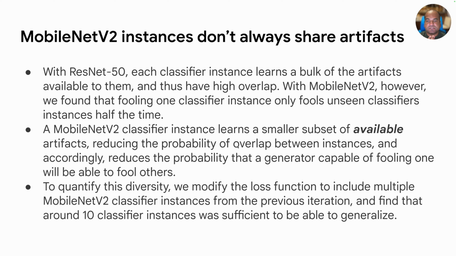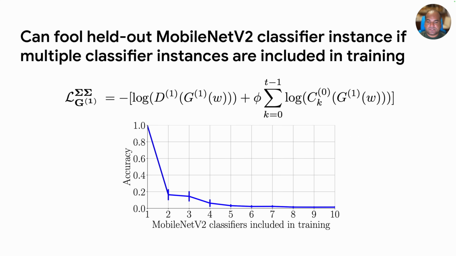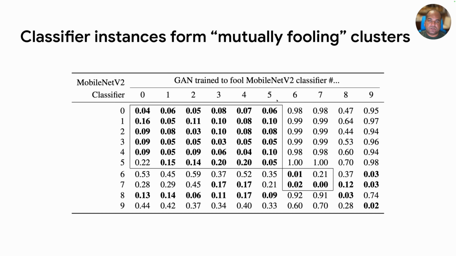So to increase this probability of overlap, if we fool multiple MobileNet instances, we are able to fool held out MobileNet instances, which is what we see in this graph. As we include more MobileNet classifier instances, we are able to fool held out instances. After 5 instances, we are able to fool. This requires a small modification to the loss to include multiple MobileNet instances. We dig a bit further and we find mutually fooling clusters, where fooling one instance also fools other instances from the same cluster.